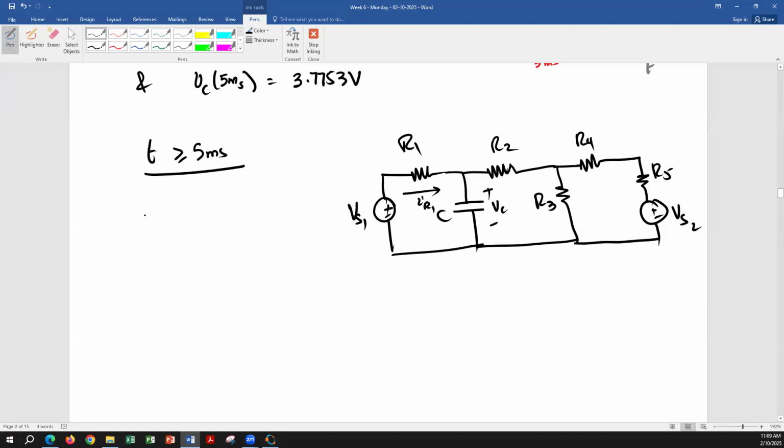Okay, Vc again, we're going to go with the same. That is Vc(t) is equal to Vc steady state plus Vc natural response. Okay, guys, now in this case you're going to figure out what would be the steady state value of the capacitor voltage. What should I do to find the steady state value of the capacitor voltage?